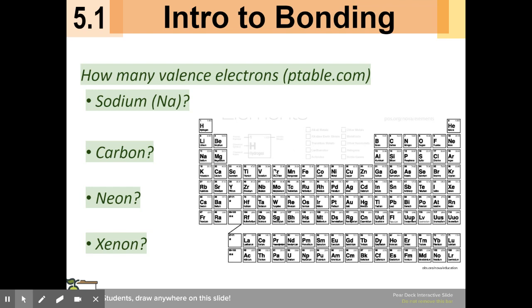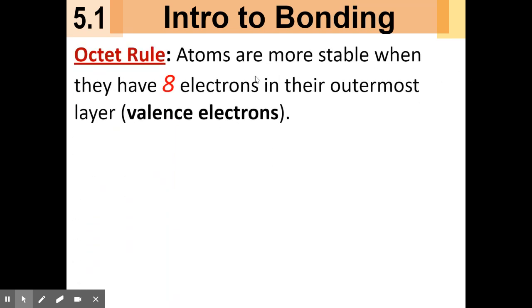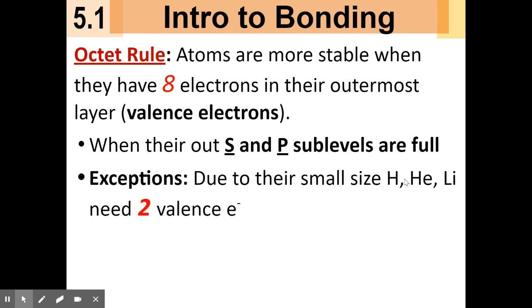Okay, very good. Now, all of these atoms are most stable when they have 8 outer electrons. 8 is the most that the outermost energy level can hold, and atoms are most stable when they have 8. This is called the octet rule. This is when atoms have a full S and P sublevel in the outermost energy level. Now, again, there are some small atoms that can't fit 8 electrons in their outermost layer.